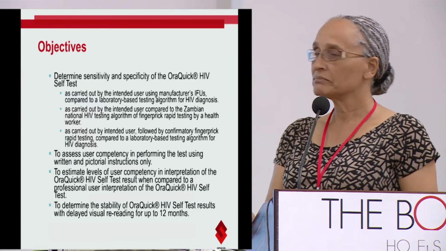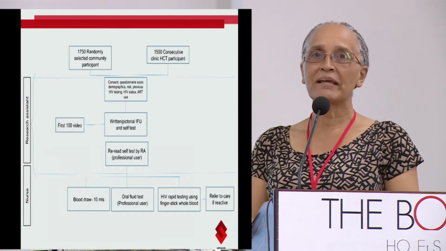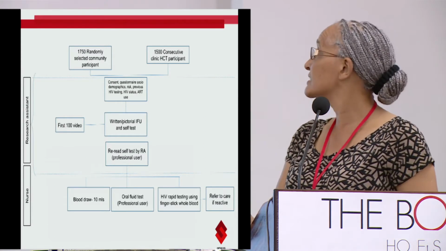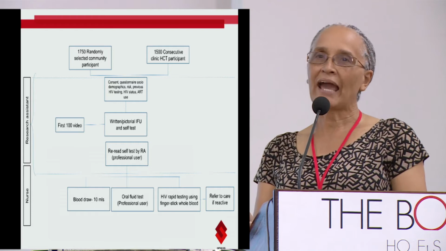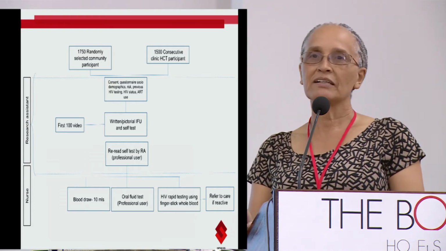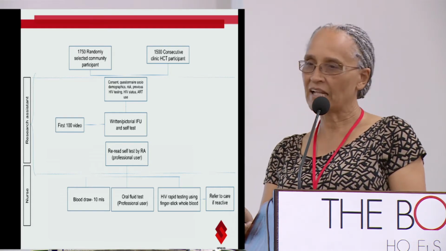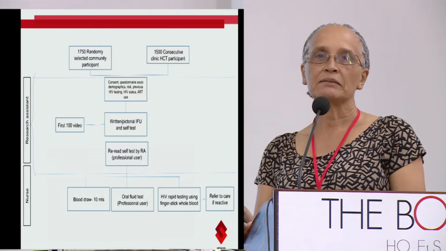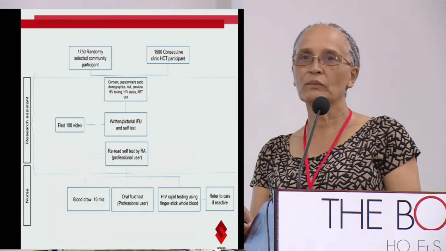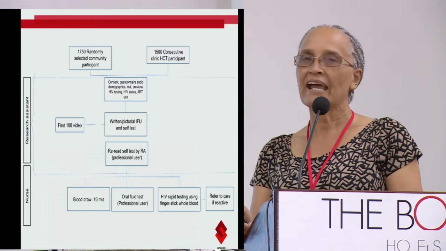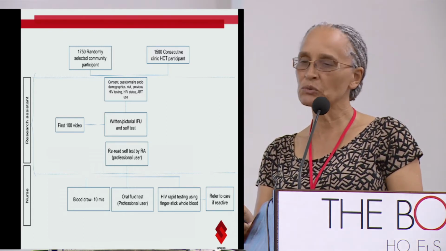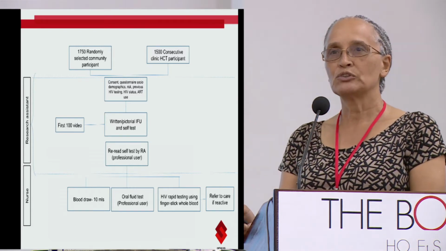This algorithm basically shows the study, and I think it's a bit faint. Basically we had two communities, an urban community as well as the health facility testing, and we provided the questionnaire as well as consent, and then provided the test kits to those who accepted to do the test.